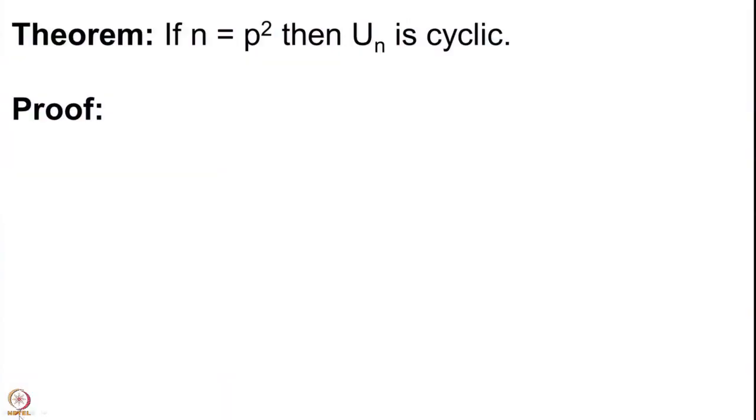Welcome back. We are proving that U_n is cyclic whenever n is a power of an odd prime p. This is what we are proving, but to begin with our baby step is to show that U_{p^2} is cyclic. We proved that U_p is cyclic for all primes p, and using that we want to show that whenever p is an odd prime then U_{p^2} is cyclic. So, we have the statement here on the slide for you.